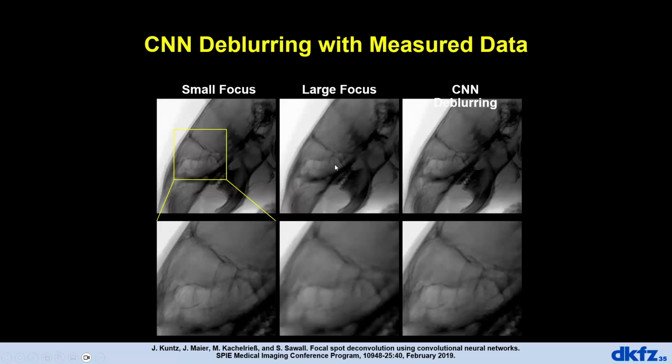If you compare the small focal spot to the large one, you can clearly see that anatomical structures are basically blurred in acquisitions with the large focus. And what we did is we used a neural network to deconvolve the large focal spot and to obtain images that look similar as if they were acquired with the small focal spot. So our basic idea was, okay, let's always measure with a large focal spot, have fast measurements, have a high tube output, and afterwards we can restore the spatial resolution. And this worked quite well and already illustrated for us the potential of this new technology.